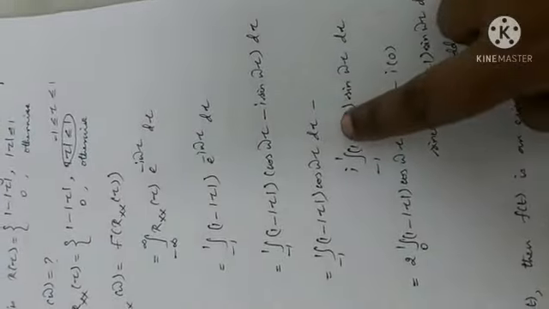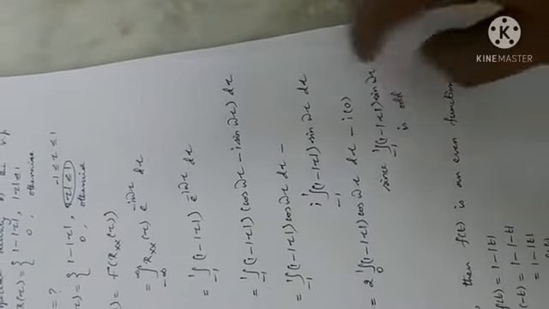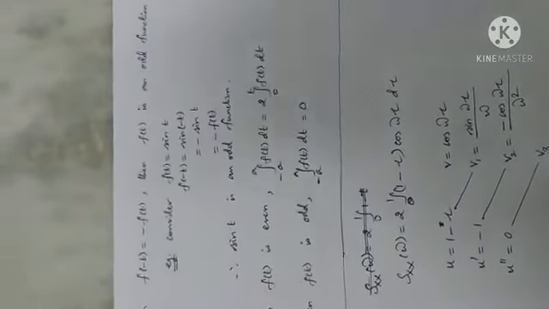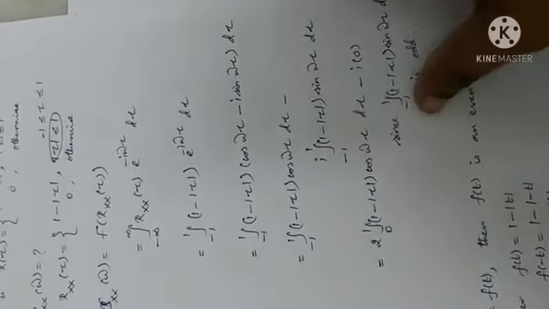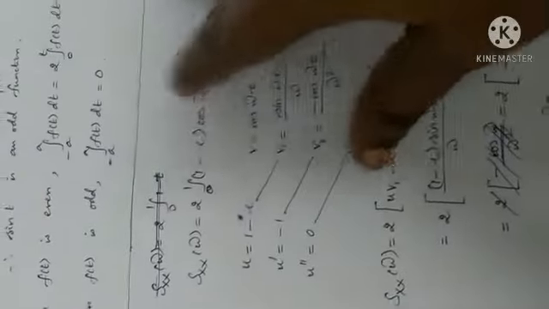See, this is an even function. This is an odd function. The product of even and odd is odd. So when you integrate an odd function with the limits minus a to a, the answer is 0. That is what I have said here. The product of even and even functions is an even function. Hence, since it is an even function, it can be written as 2 times the integral from 0 to 1. Now we have 2 times the integral from 0 to 1 of this one.